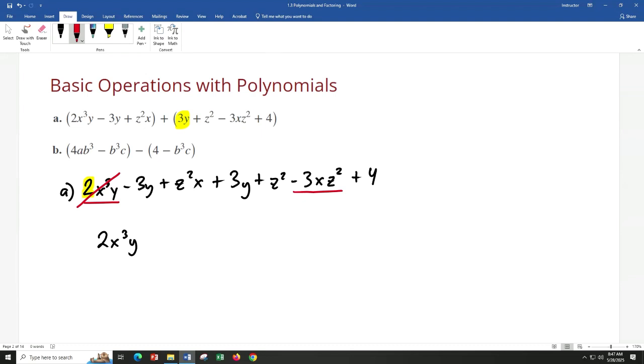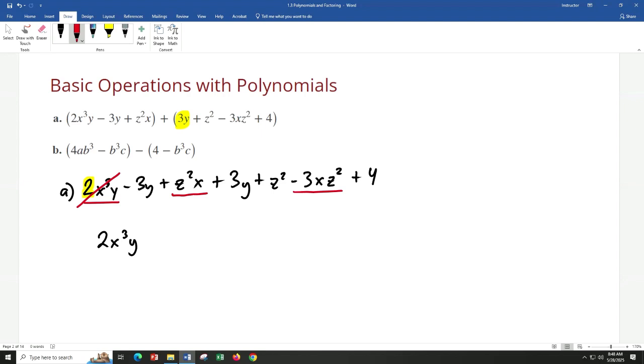Look carefully. They just fooled you. z squared x is the same as xz squared. All they did was switch those variables around. Okay, so there is another one in there, isn't there? It's right here. Remember, this is saying z squared times x, right? Multiplication is commutative. You can go backwards and forwards with it. Okay, so that's them trying to fool you.